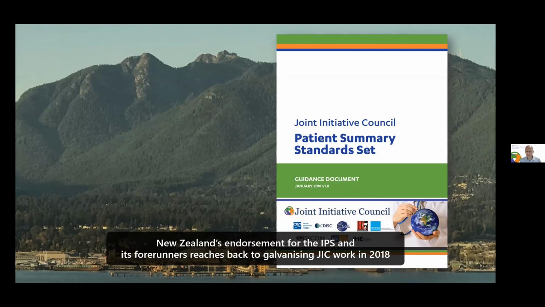So my first personal brush with the IPS was attending a talk at the 2018 SNOMED Expo in Vancouver, which you can see pictured, given by, and he's on the call, I can see, the respected Don Newsham, representing ISO TC 215 Canada, who introduced to the audience the recently published at that time JIC Patient Summary Standards Set and its initial focus on the unplanned care use case. The project built on the same European Union guidelines for a patient summary that would spark the HL7 and ISO work, which has led to the IPS we know today. Next slide, please.